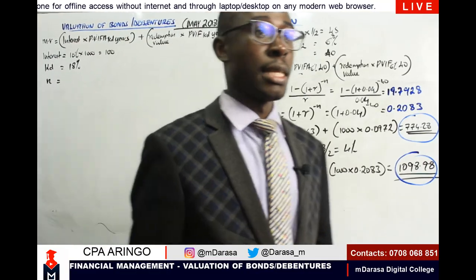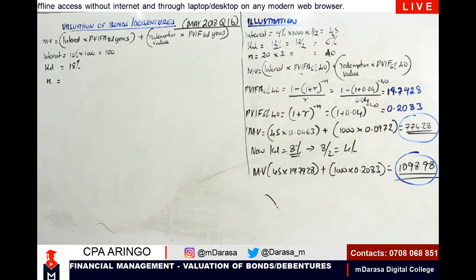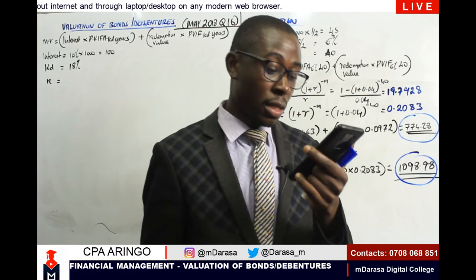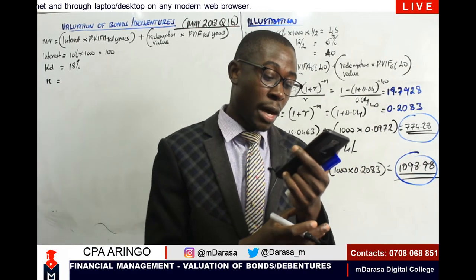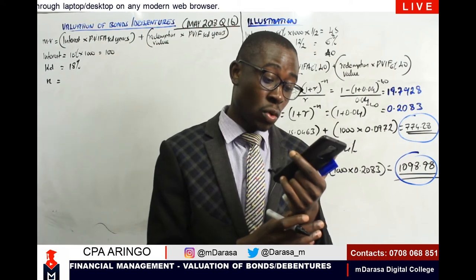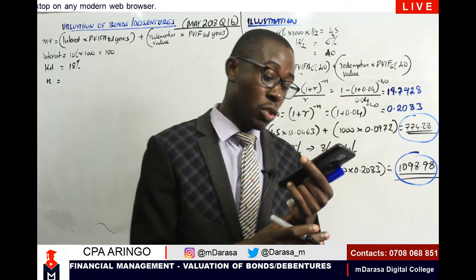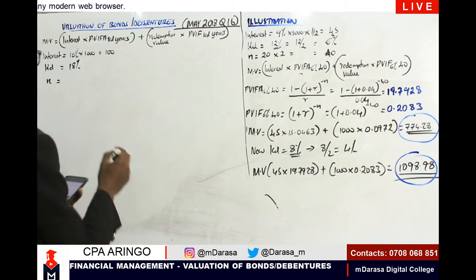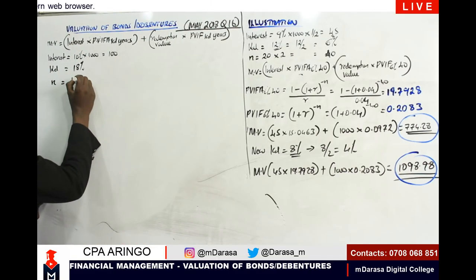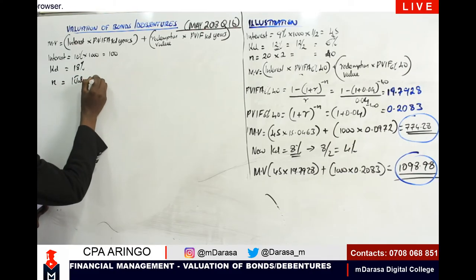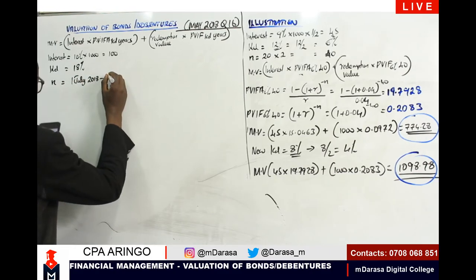What about the number of periods? We are just analyzing our variables. So the number of periods, we can clearly see was given from 1st July 2018, that is when the bond will be issued, to 30th June 2028. So you are talking of 1st July 2018 to 30th June 2028.